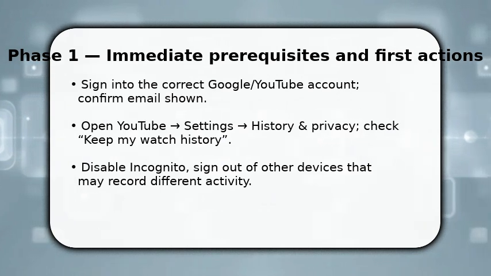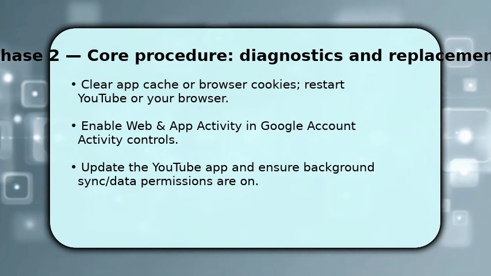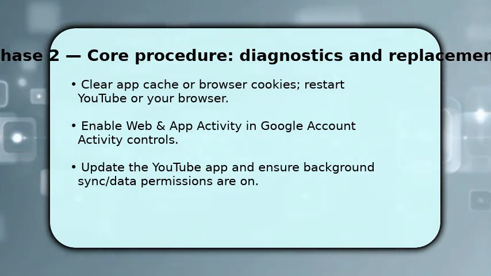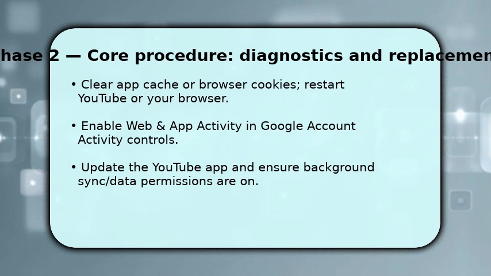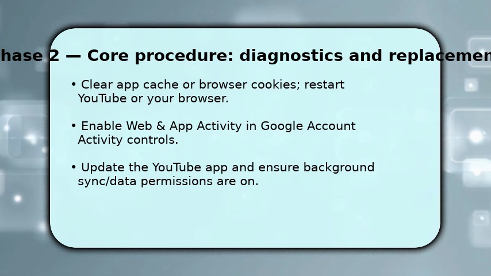confusion and sync conflicts. Once done with account checks, clear the local cache or browser cookies to remove stale data that blocks updates. Then enable web and app activity in your Google account, because YouTube relies on that to log and sync watch events across devices.